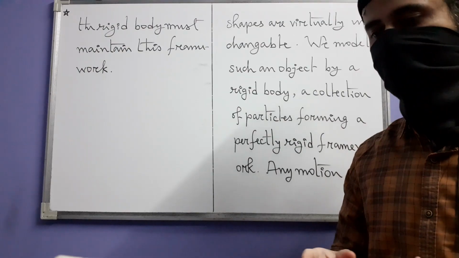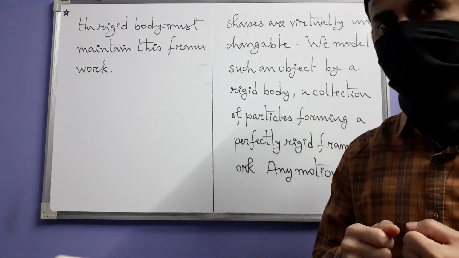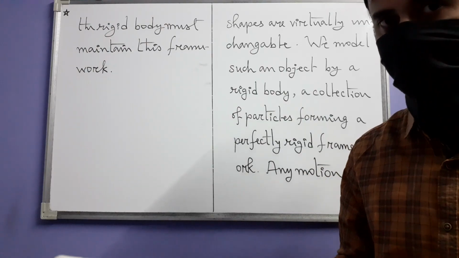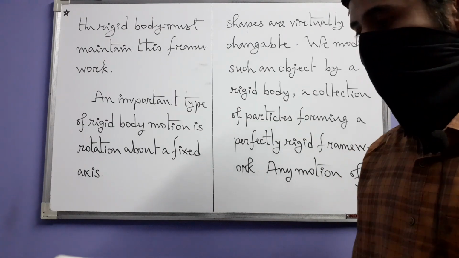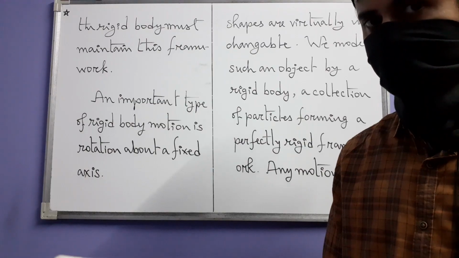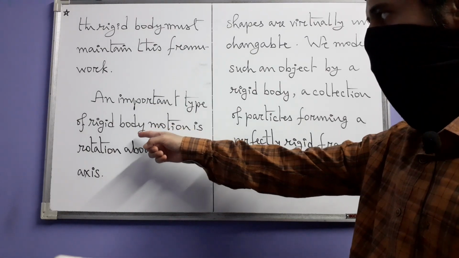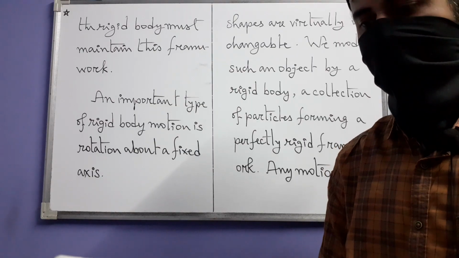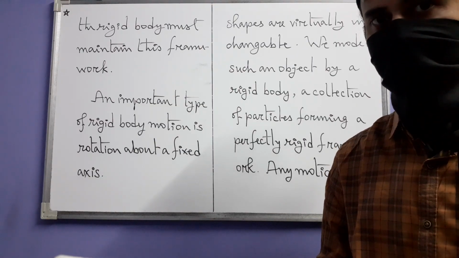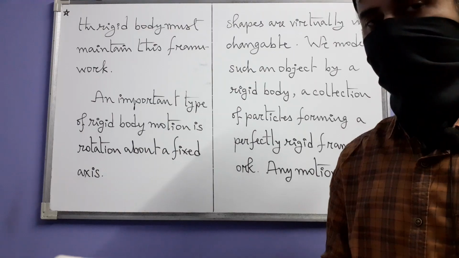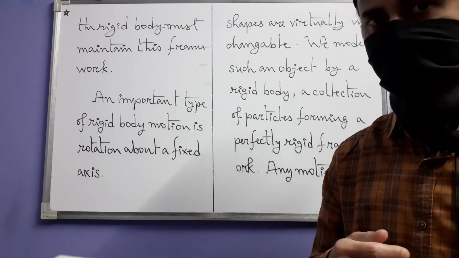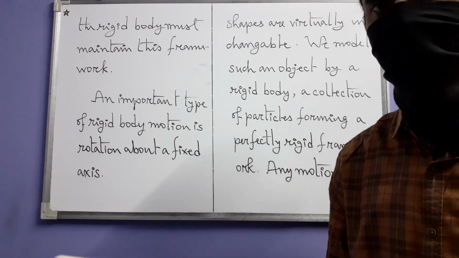So for example, if a rigid body is moved in such a way that it's being stretched or compressed, then that's not a motion of a rigid body. Among the many different types of possible rigid body motions, an important type is rotation about a fixed axis. For example, a propeller which is rotating, or say a ceiling fan which is rotating, or a door which is rotating on its hinges, these are examples of such a motion.